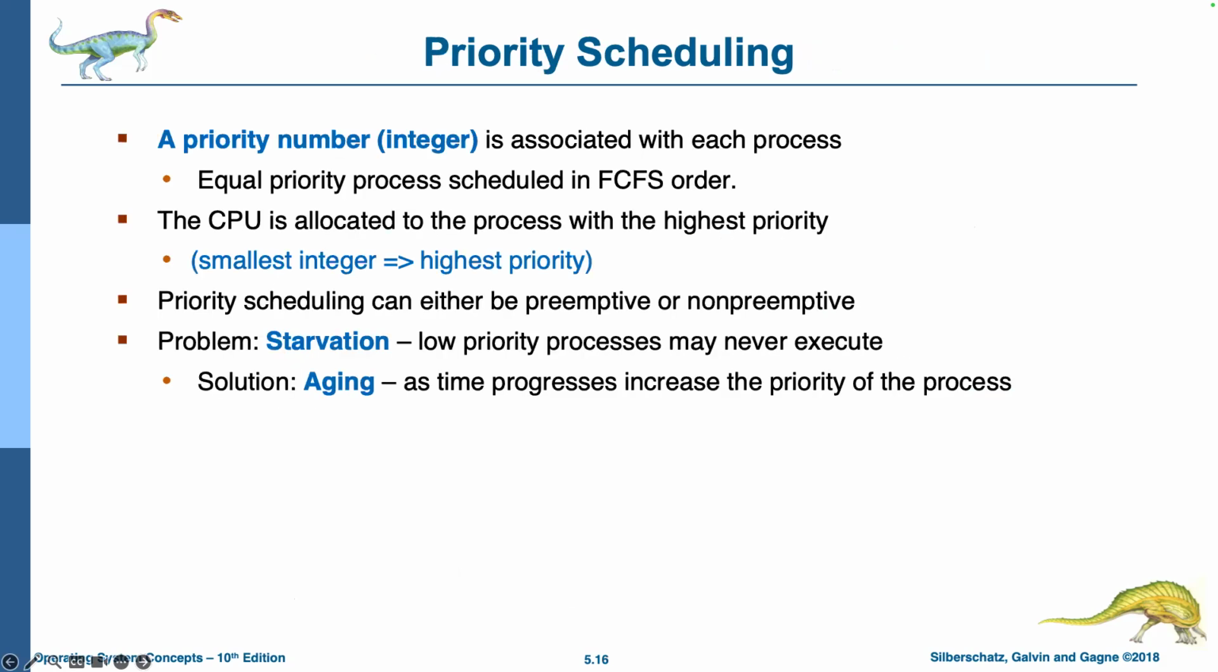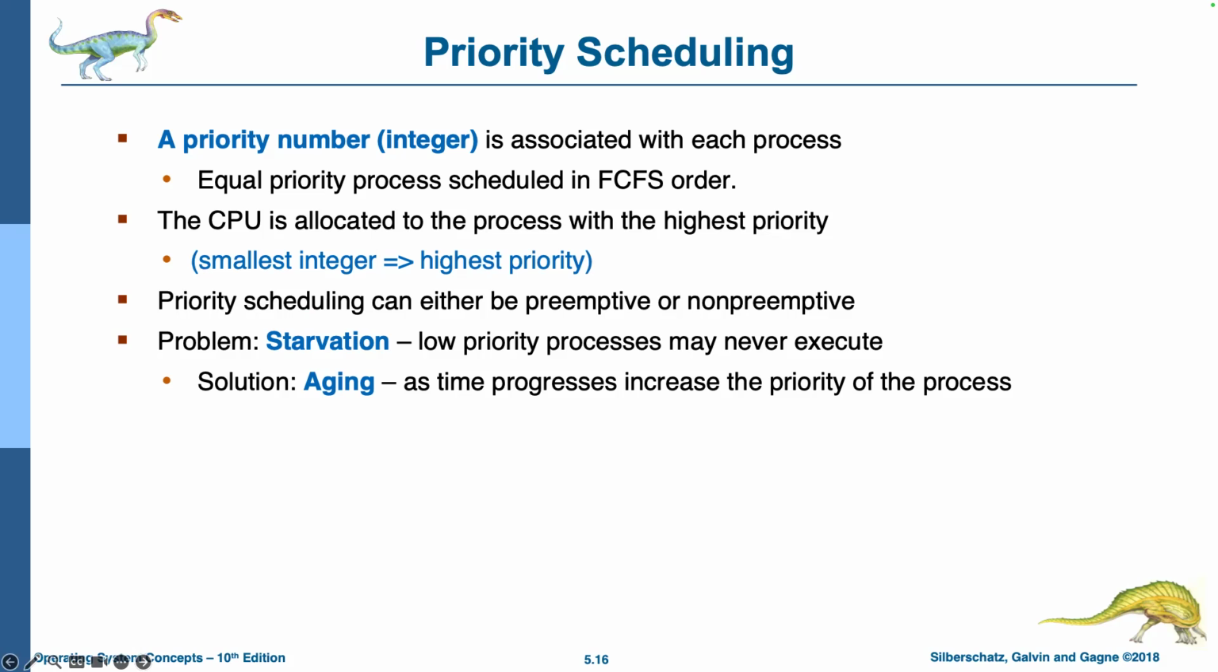Next one, priority scheduling. This is much easier to explain. Each process or thread has an integer priority. Smaller means higher priority. Priority scheduling can also have two versions: the preemptive version and the non-preemptive version.